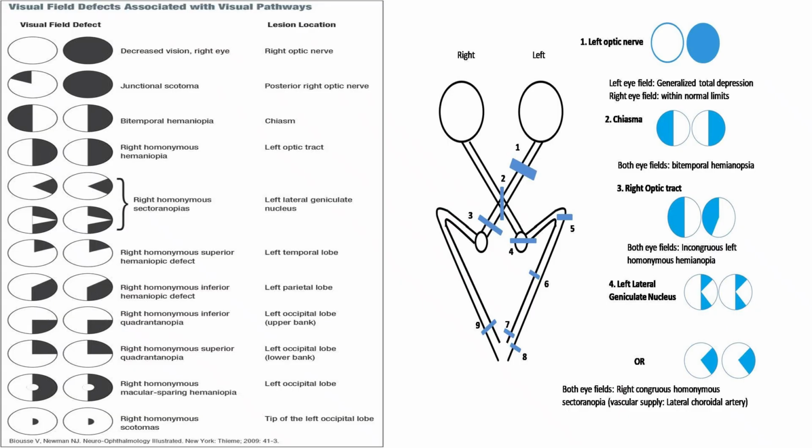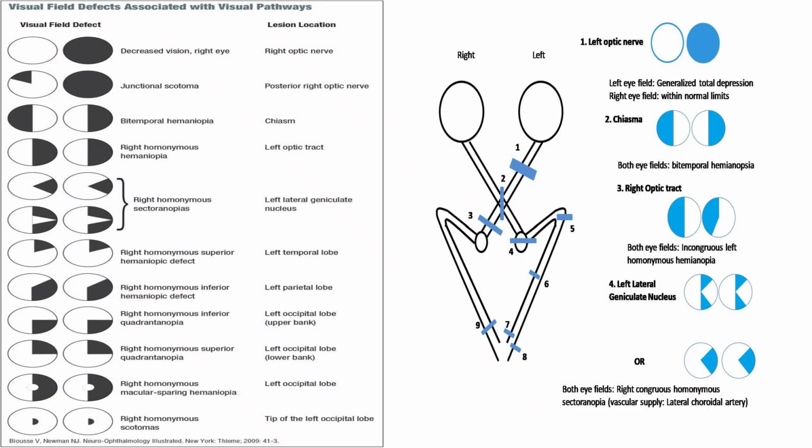Visual field defect association with the visual pathways. In the first chart, we can see the first one, decreased vision in the right eye, suggesting a right optic nerve lesion. Second image, junctional scotoma, lesion in the posterior right optic nerve. Bitemporal hemianopia, lesion at the optic chiasma. Right homonymous hemianopia, lesion in the left optic tract. Right homonymous sectoral anopia, left lateral geniculate nucleus.